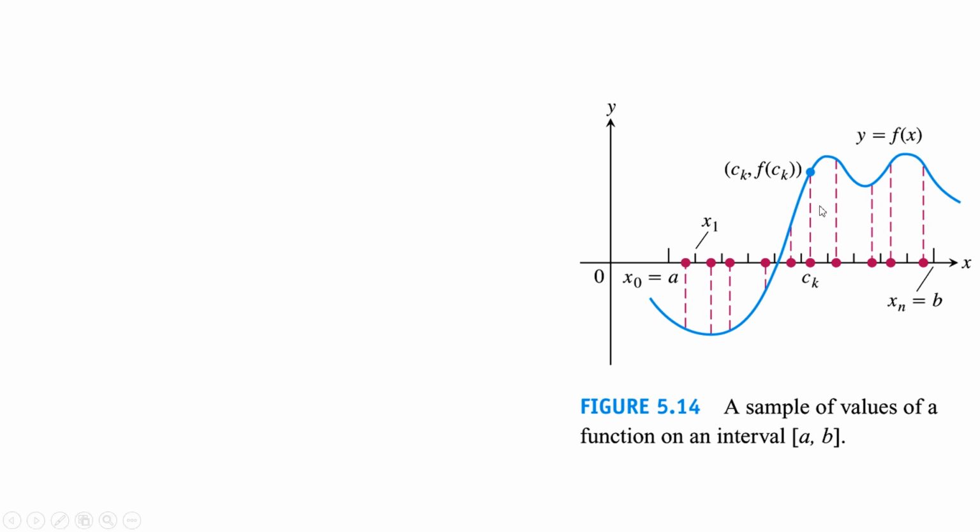So here is a continuous function defined over the closed interval a b, and we have a partition of the subintervals x0, x1, up till xn. This is the kth interval, c k is a point in the kth interval, and this is the height f(c k). So this is the point on the curve, c k, f(c k).